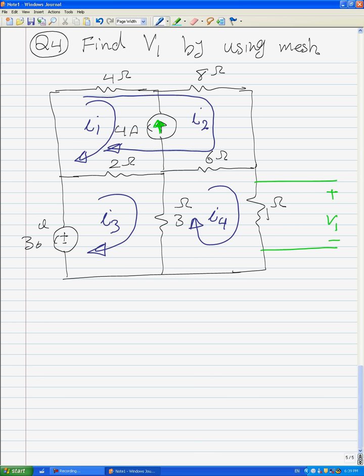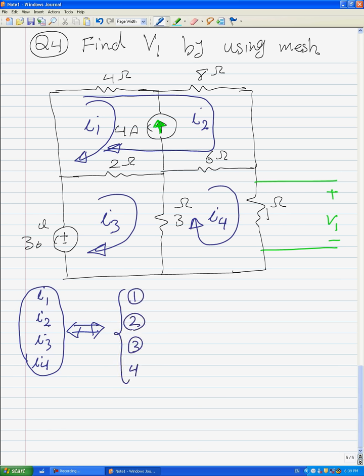Again, an important key for this circuit: we have 4 unknowns, I1, I2, I3, and I4. In order to find 4 unknowns, we need 4 equations, which are determined by 4 loops. And finally, we can say V1 is equal to 1 times I4.